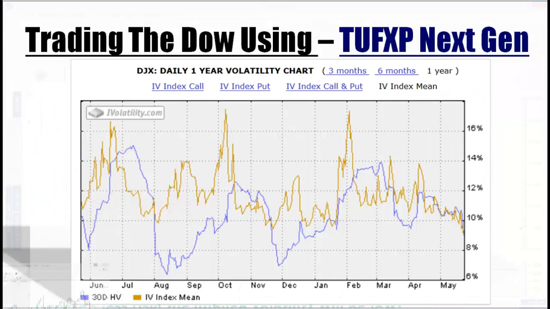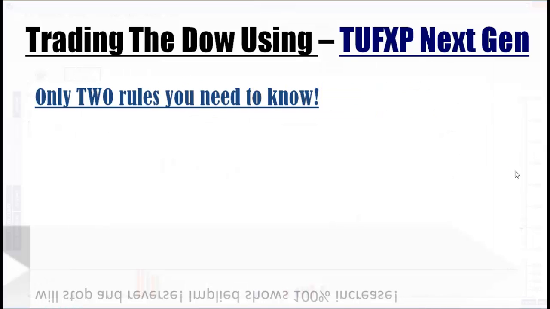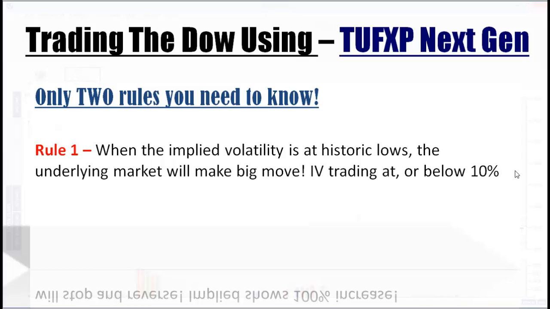So let's just move on with the presentation, because I want to come to the two trading opportunities that the Dow implied will actually give us, and there are only two things that you actually need to know. Rule number one: when the implied volatility is at historic lows or multi-year lows, the underlying market will make a big move. That is that the implied volatility is trading at or below 10%.